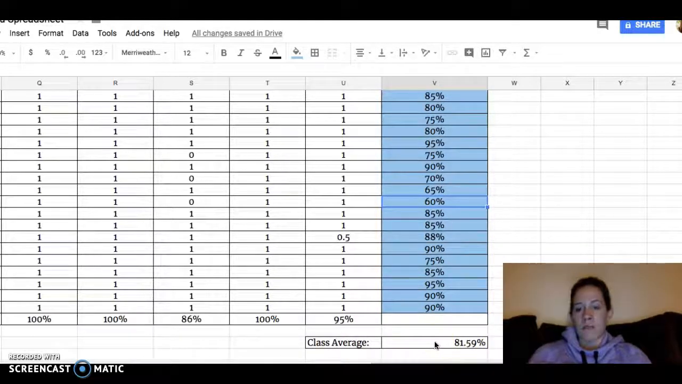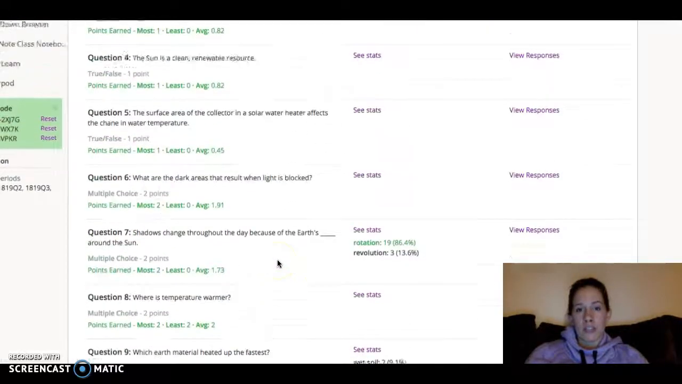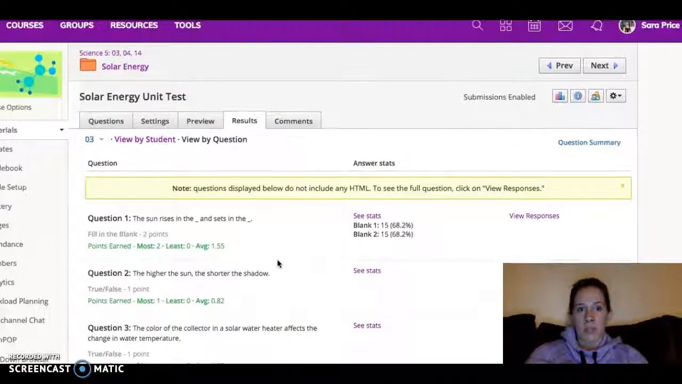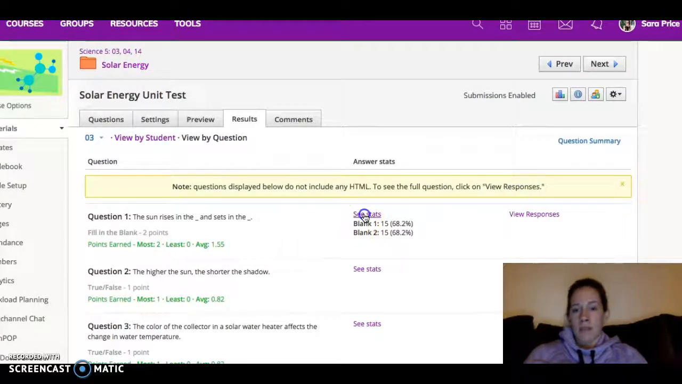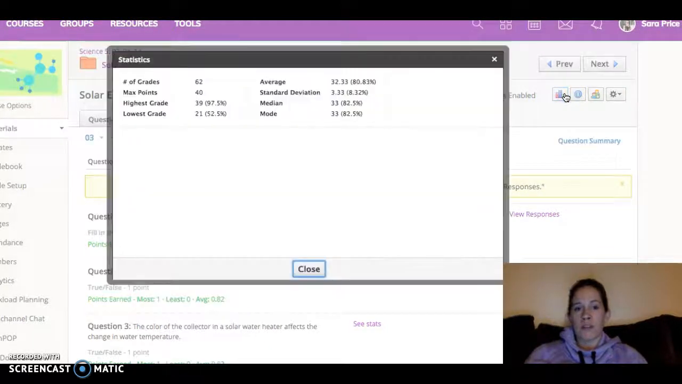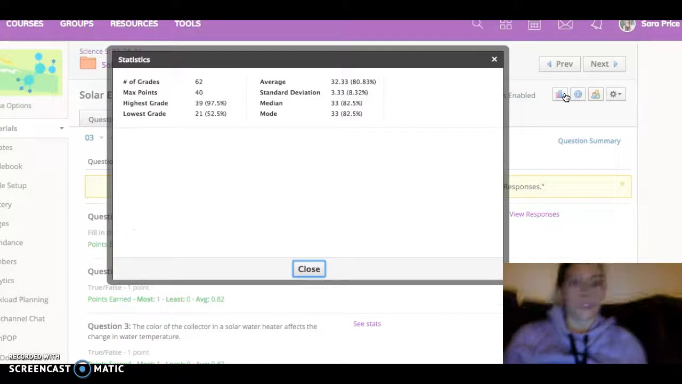Like I said, I aim for an 80% or higher. The other thing that I wanted to show you is my students take their tests on our learning management system, Schoology. Some of you might use it in your classrooms, but I use it for tests almost all the time because it shows you statistics. So up here, you can view the stats for this solar energy test that I gave my students.